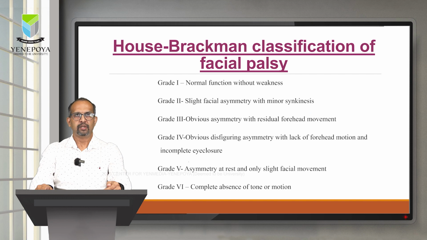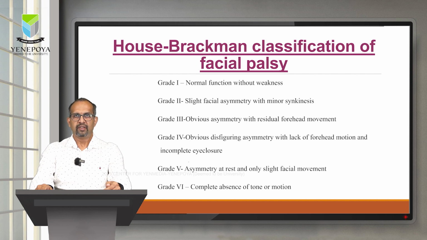The House-Brackmann classification of facial palsy we can look into. Different grades are put forward, 1 to 6. Grade 1 is normal function without much weakness. Grade 2, slight facial asymmetry without synkinesis. Grade 3, obvious asymmetry with residual forehead movement.